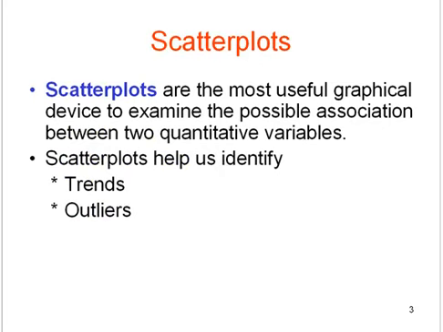The graphical technique that is most often used for displaying bivariate data is called a scatter plot. Scatter plots are tremendously helpful in identifying trends in the data and also potential outliers in our data.